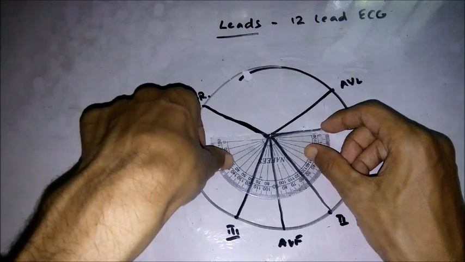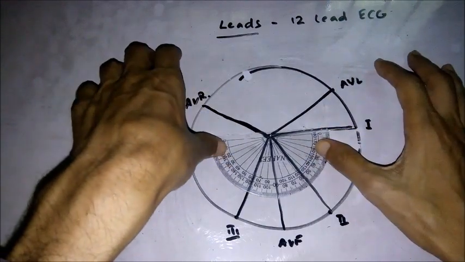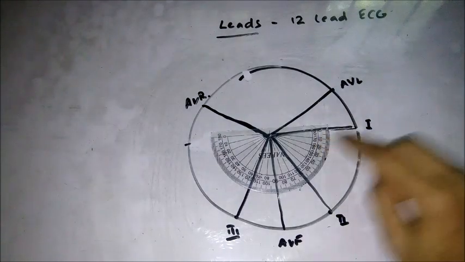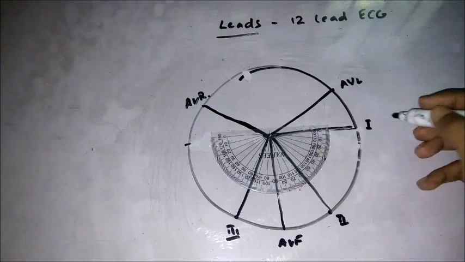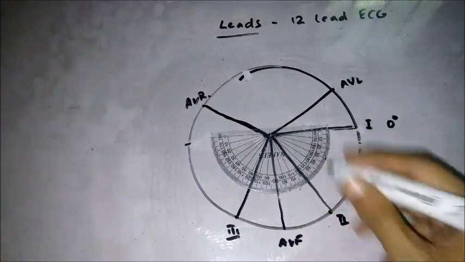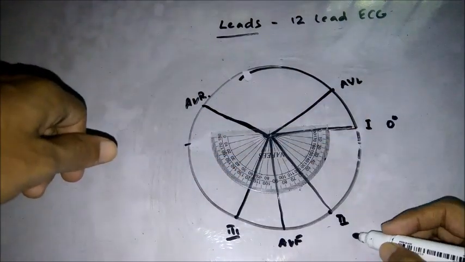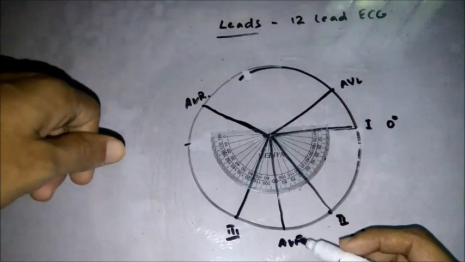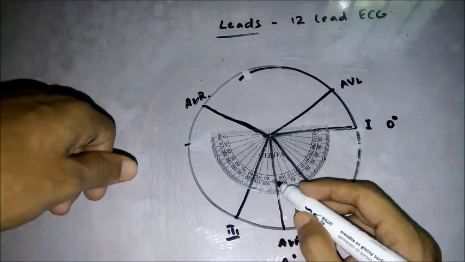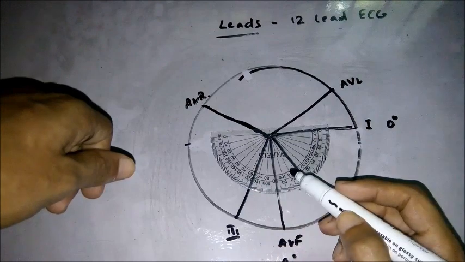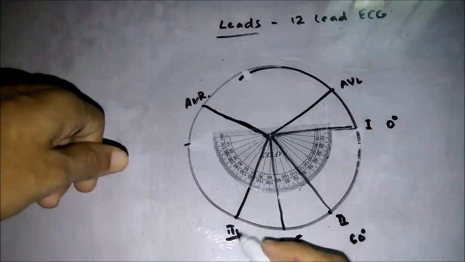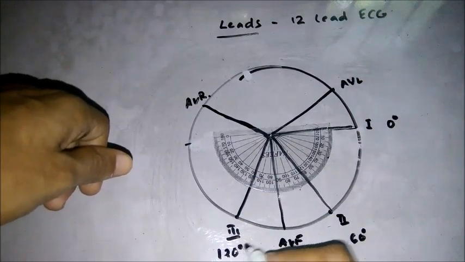So I'm just going to give you a little idea of the individual angles that these leads are making. Lead 1 is making an angle of 0 degrees. Lead 2 is making an angle of 60 degrees. If you keep our protractor like this, we can find that out. And lead AVF, which is perpendicular, is making an angle of 90 degrees, which you can see here. This is not that accurate, but you need to remember that lead 3 is making an angle of 120 degrees.